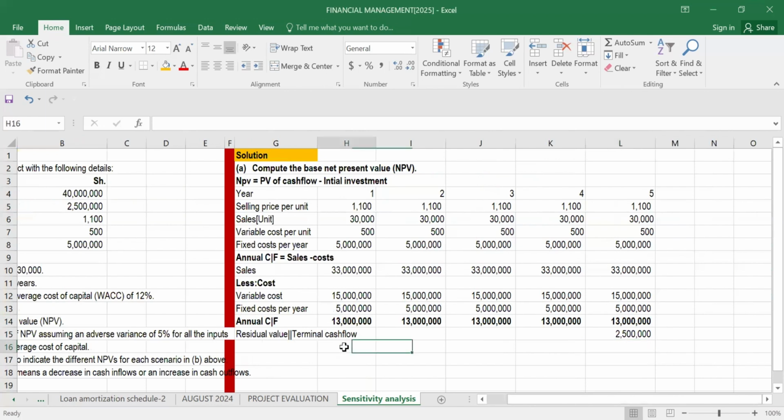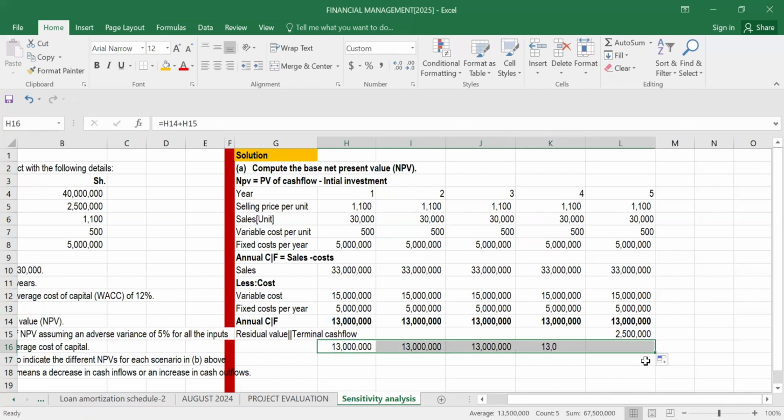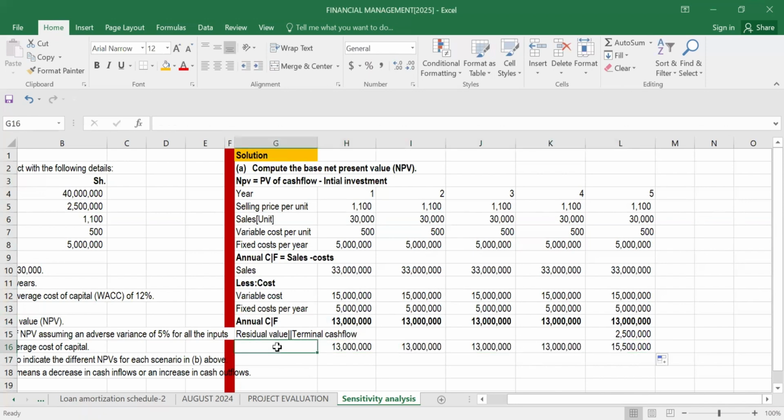So then what we need to do now here is to get the annual cash flows. Sorry, the total cash flows, that is, which will be equal to the annual cash flow plus the terminal cash flow here. Yes, and then we apply our formula like that. So this is now the cash flows to be generated from this particular project.